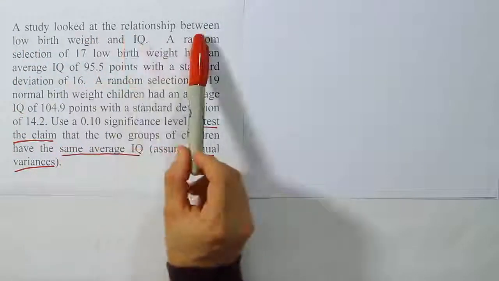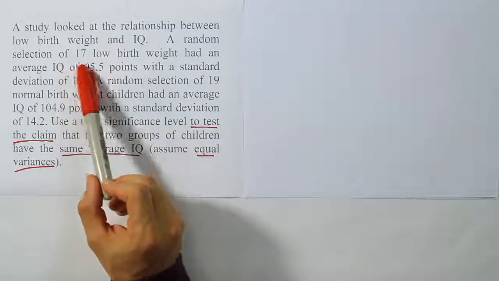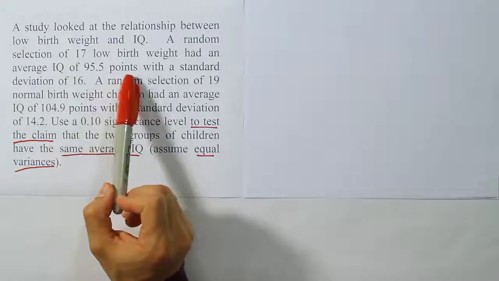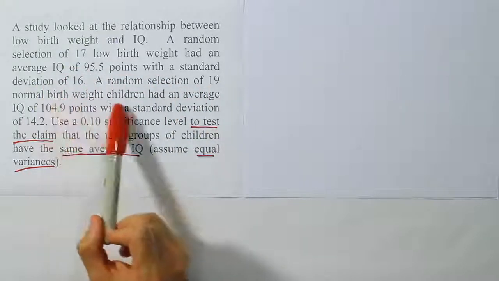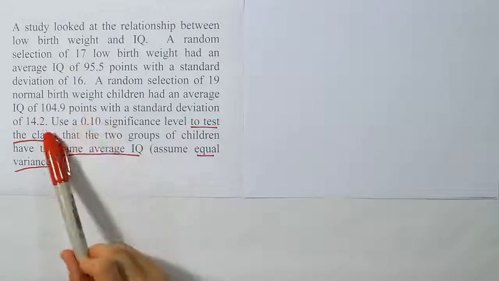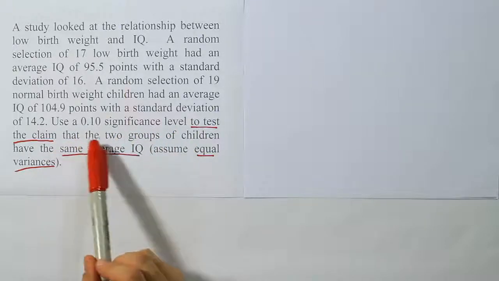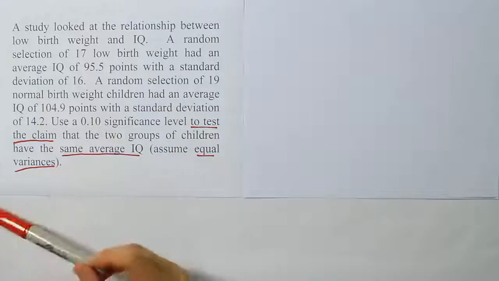A study looked at the relationship between low birth weight and IQ. A random selection of 17 low birth weight children had an average IQ of 95.5 points with a standard deviation of 16. A random selection of 19 normal birth weight children had an average IQ of 104.9 points with a standard deviation of 14.2. Use a 10% significance level to test the claim that the two groups of children have the same average IQ, assume equal variances.